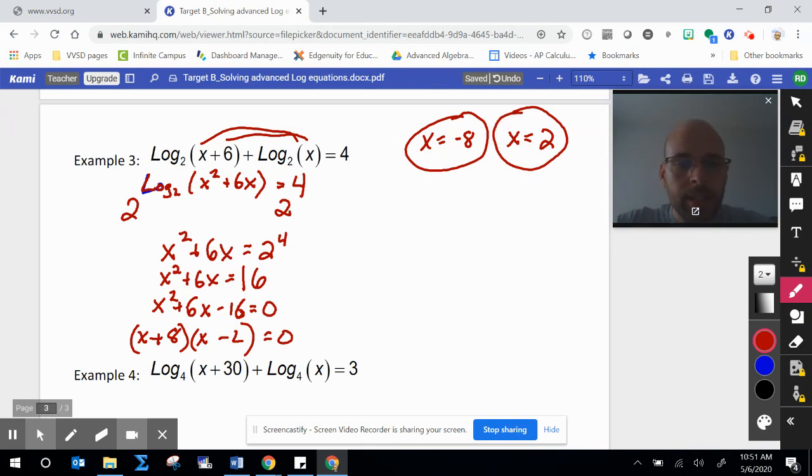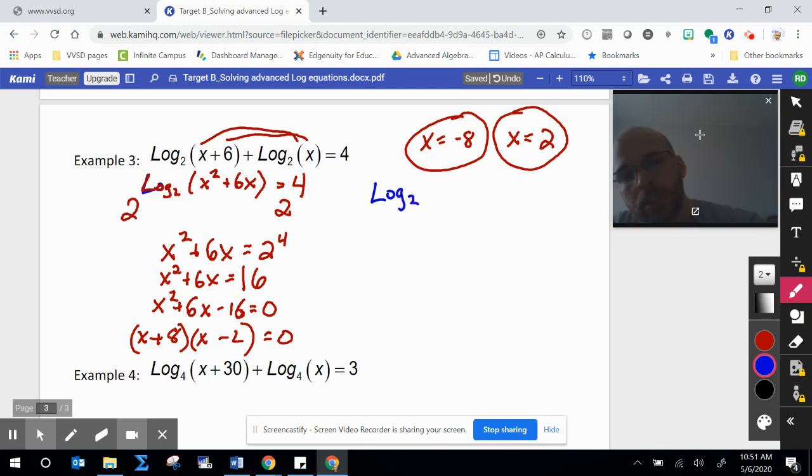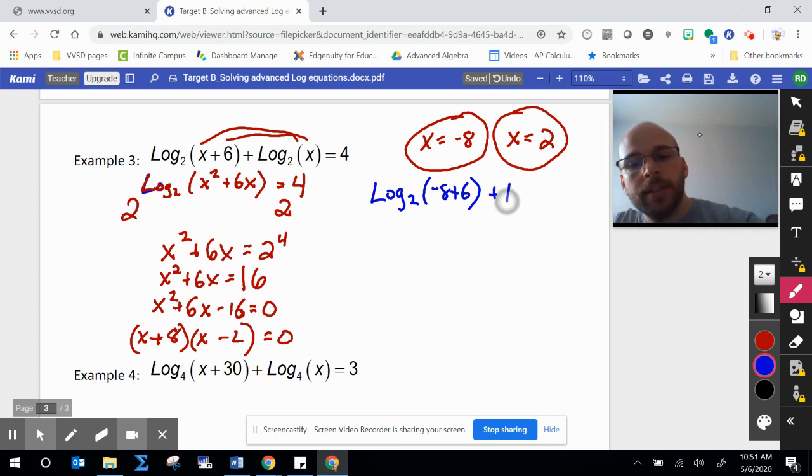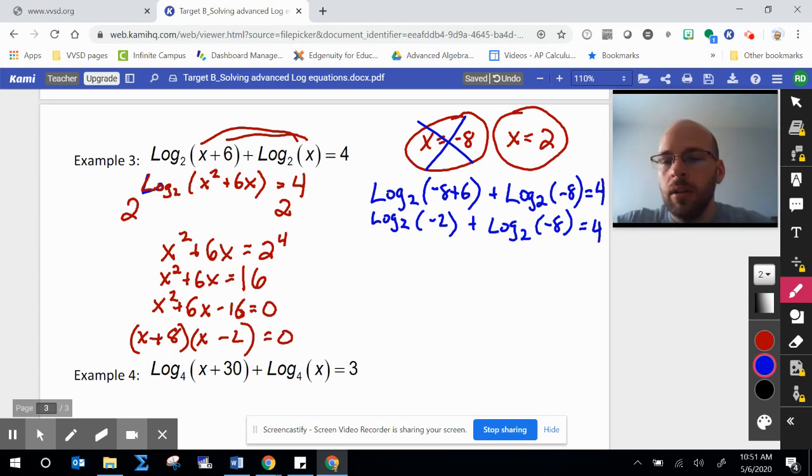Now, I do want to see if any of those are going to be extraneous. So I'm going to check these answers. I'm going to say the log base 2 of negative 8 plus 6 plus the log base 2 of negative 8 is equal to 4. And if you look here, if we reduce this a little bit, you can see the insides of these logs, the negative 2 and the negative 8, are negative. You can't have that. So therefore, negative 8 has to be an extraneous solution. You can't take the log of a negative value. All right, so that would be extraneous.